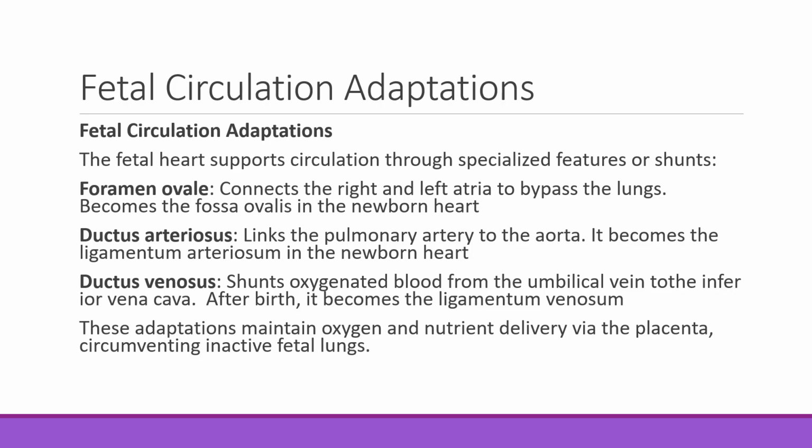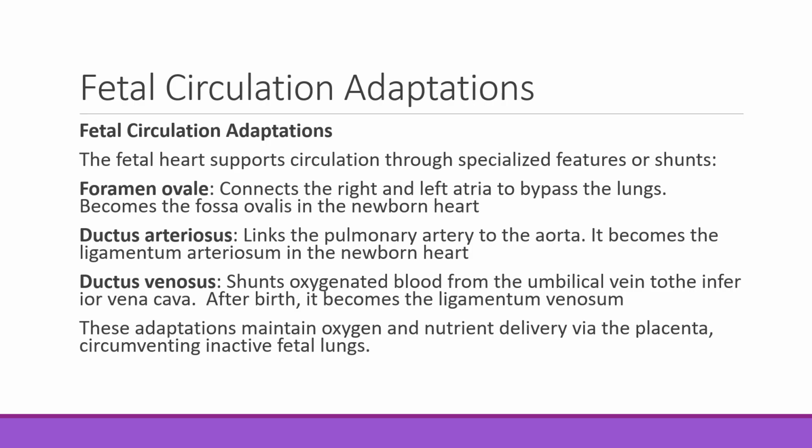So there are some adaptations in the circulatory system of a fetus compared to a newborn baby. The fetal heart is going to support circulation because it has these specialized features, what they call shunts. And the first one is called the foramen ovale.